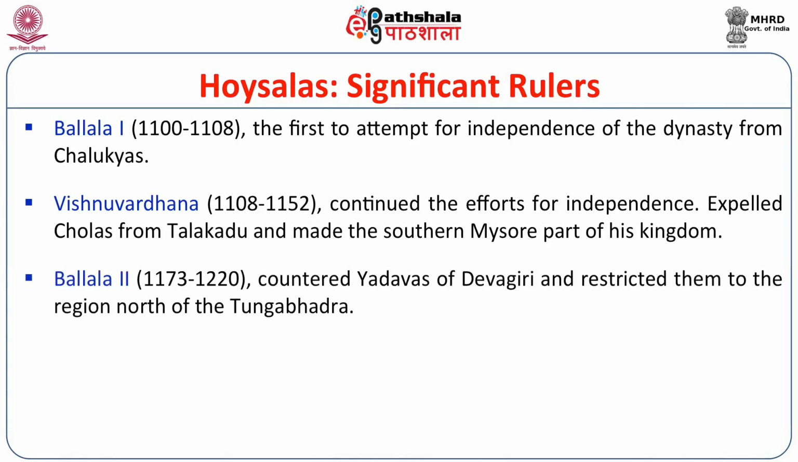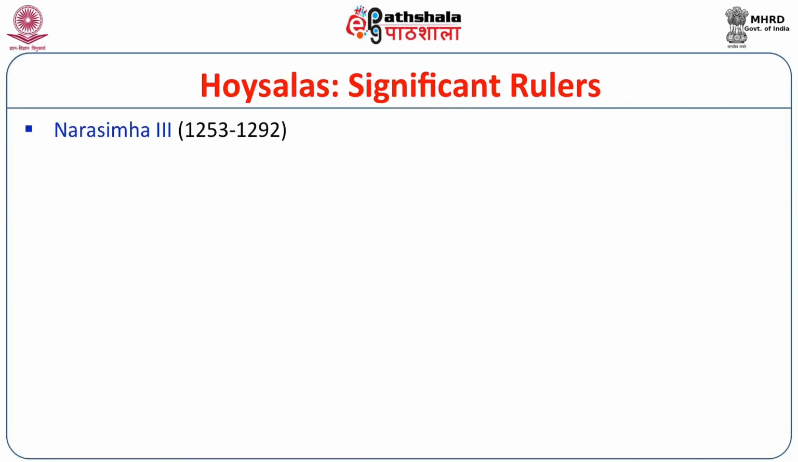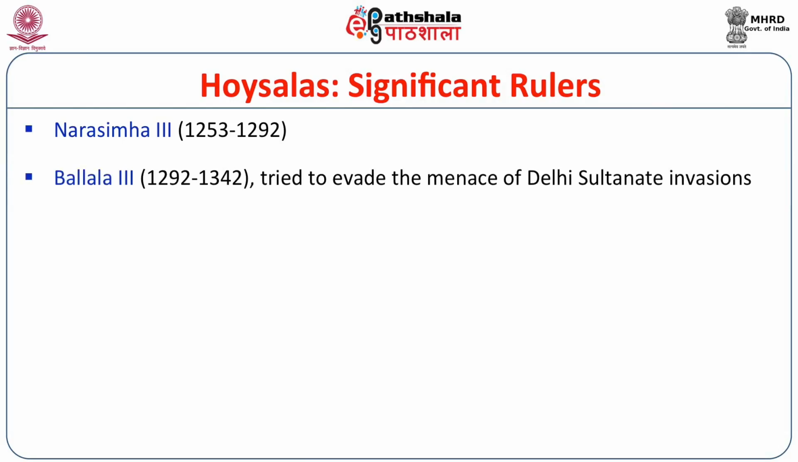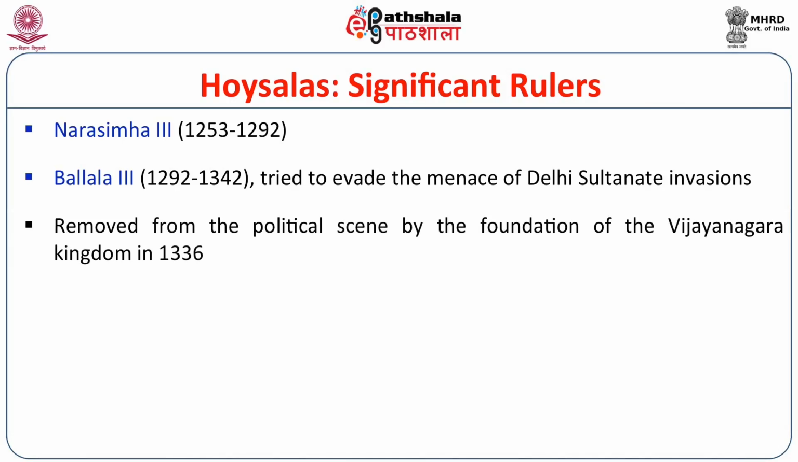Ballala II, who ruled from 1173 to 1220, countered the Yadavas of Devagiri and restricted them to the region north of the Tungabhadra. Other significant rulers of this dynasty were Narasimha III, who ruled from 1253 to 1292, and Ballala III, who ruled from 1292 to 1342 and tried to evade the menace of Delhi Sultanate invasions. The Hoysalas were finally removed from the political scene by the foundation of the Vijayanagara kingdom in 1336.